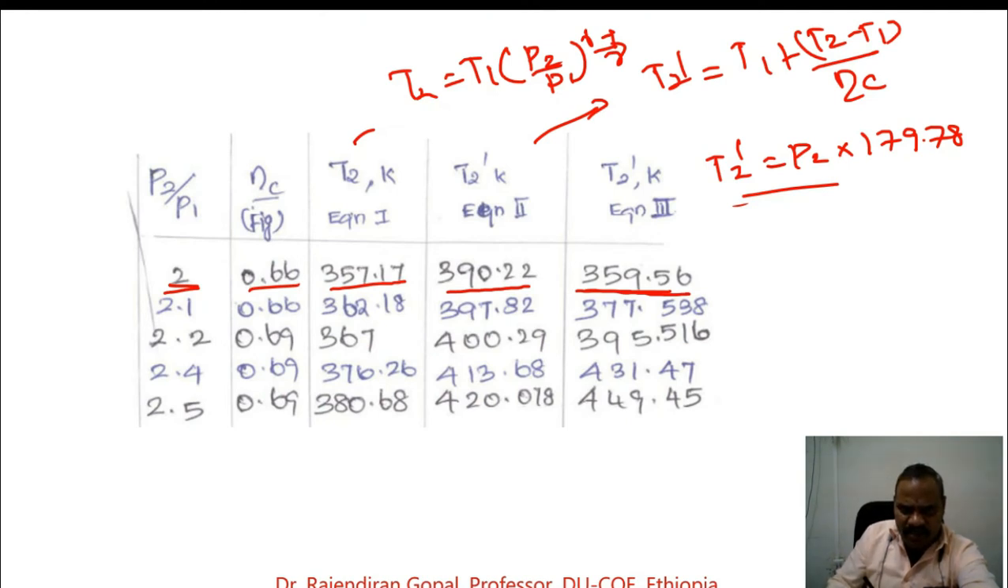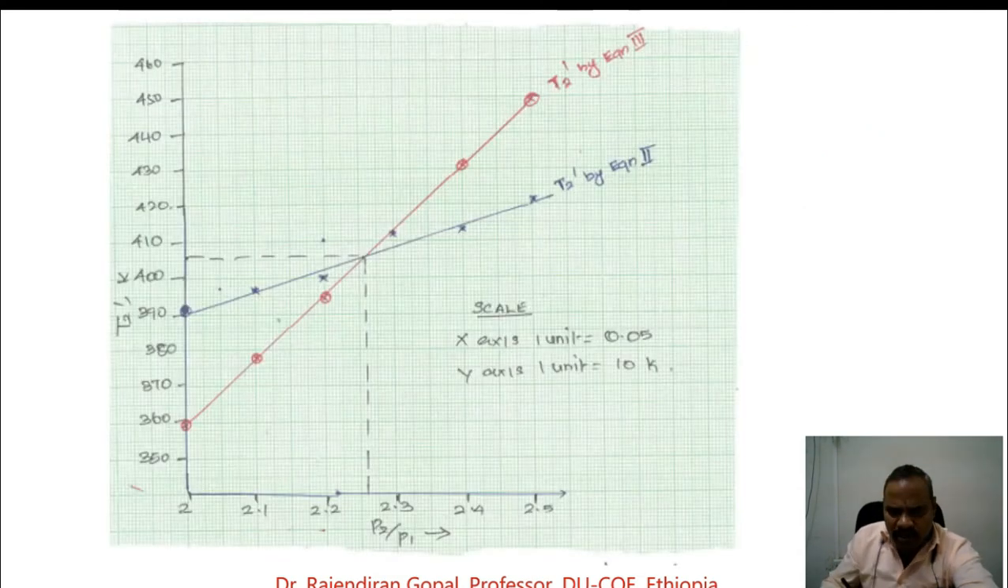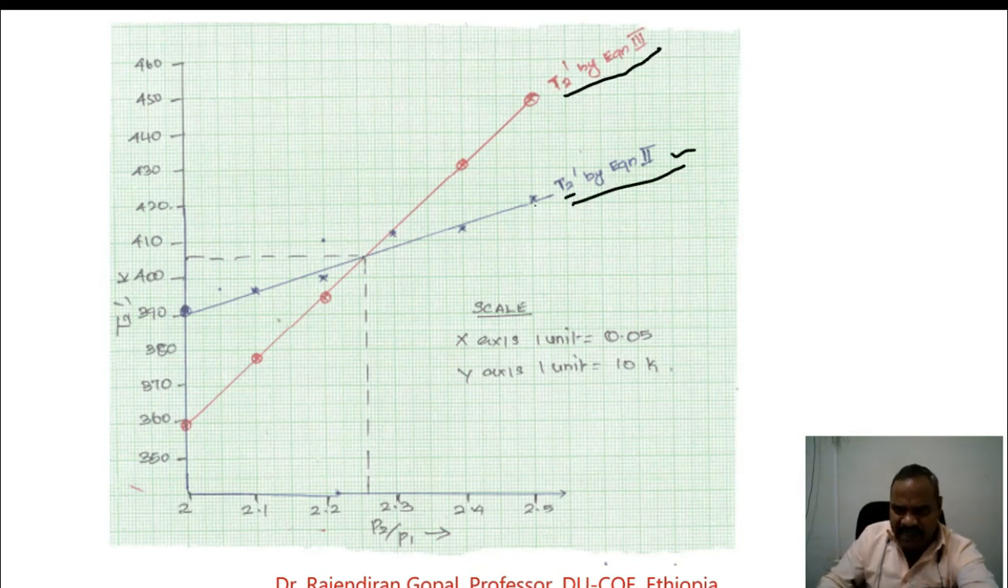Now the pressure ratio increased 2.1, 2.2, 2.4 and 2.5. Now we can find all other parameters. This T2 dash from equation 2 and T2 dash from equation 3. Now when you are plotting a graph with x-axis P2 by P1 and y-axis T2 dash, assume that on the x-axis 1 unit is equal to 0.05 and on the y-axis 10 Kelvin. Outlet temperature of the compressor T2 dash by equation 2 is given in this line, and the delivery temperature T2 dash by equation 3 is given in this line.